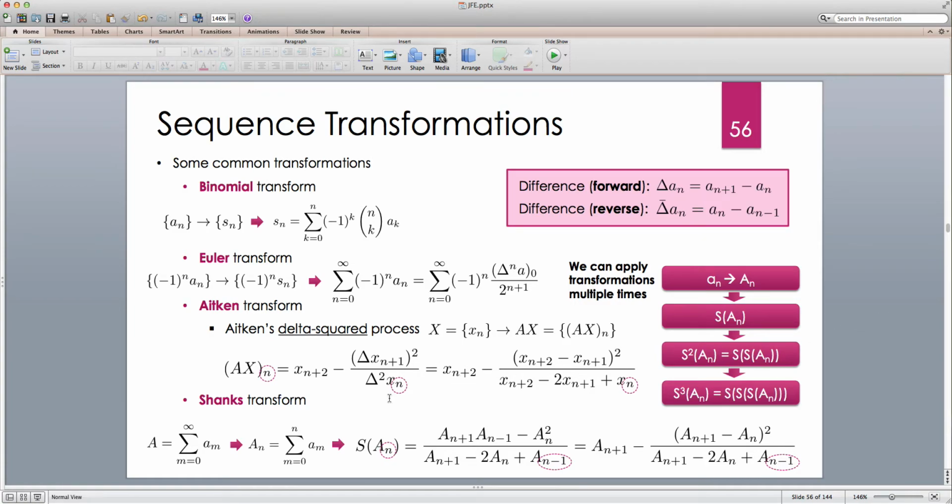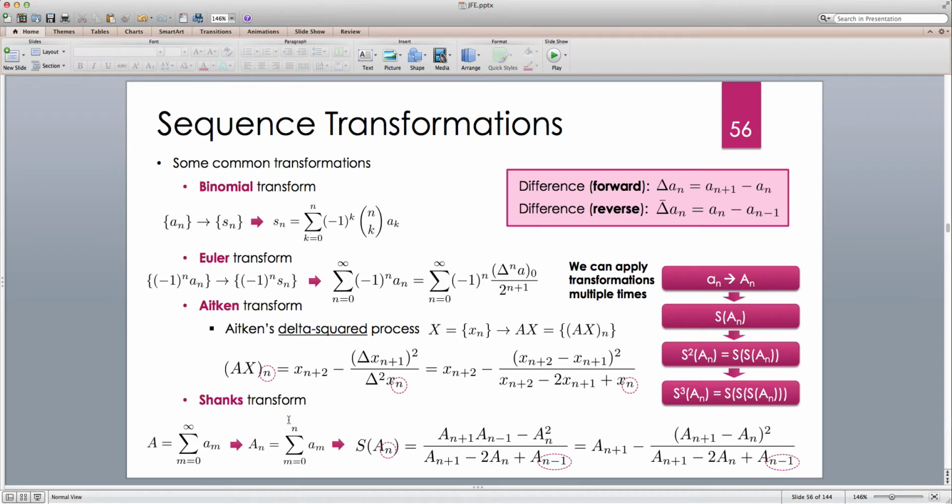Now the next one is Shanks transform, and the idea here is that if I want to calculate a series from, let's say, 0 to infinity or 1 to infinity or any index to infinity of a_m, so small a is given, and let's say this series converges. So we already know that it's a convergent series, and let's say it converges to capital A.